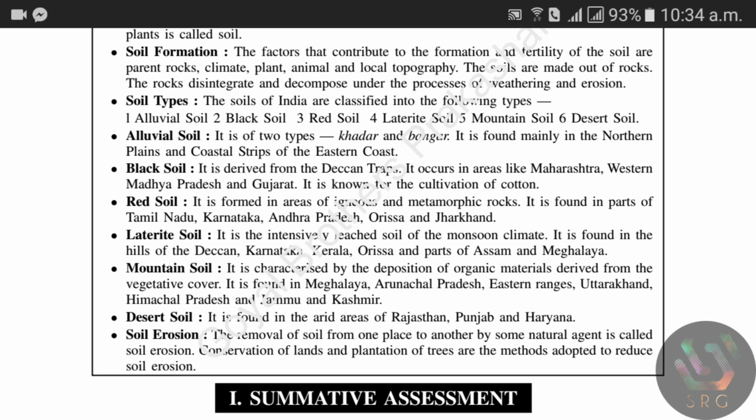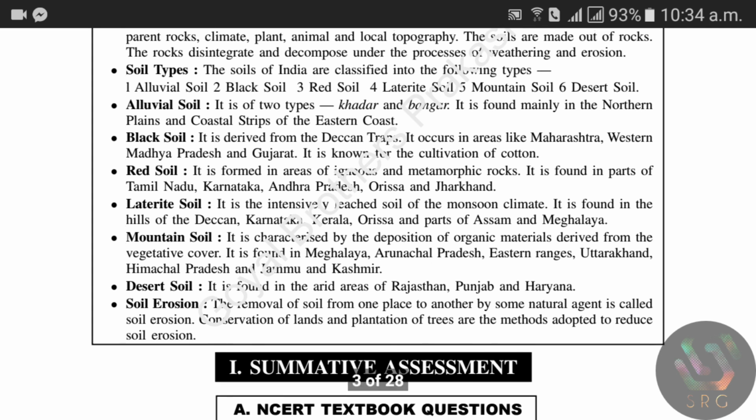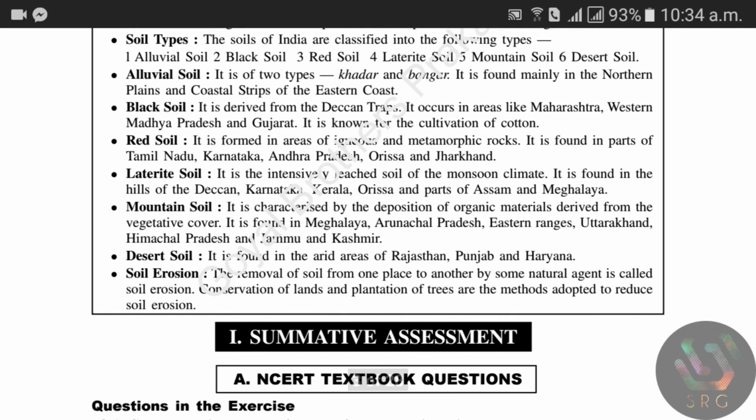Laterite soil. It is intensively leached soil of monsoon climate. It is found in the hills of the Deccan, Karnataka, Kerala, Odisha, and parts of Assam and Meghalaya. Mountain soil is characterized by the decomposition of the organic materials derived from the vegetable cover. It is found in Meghalaya, Arunachal Pradesh, Eastern Ranges, Uttarakhand, Himachal Pradesh, and Jammu and Kashmir. Desert soil is found in the arid areas of Rajasthan, Punjab, and Haryana.